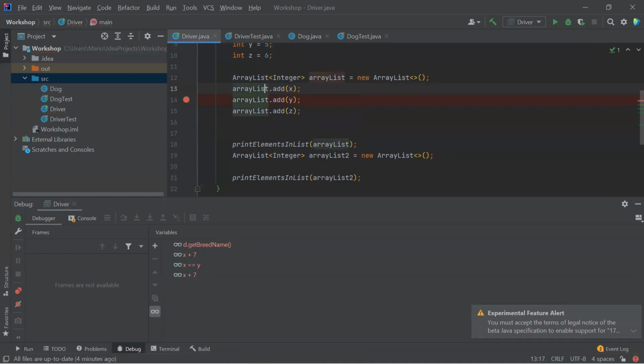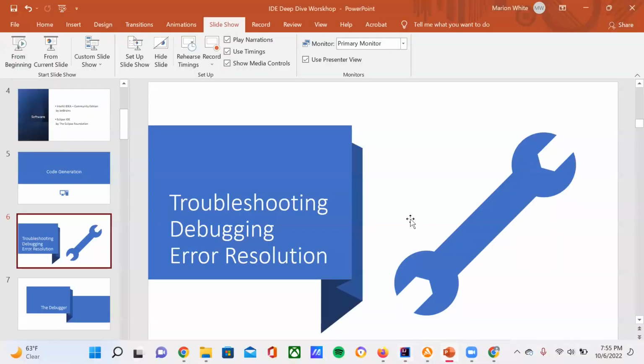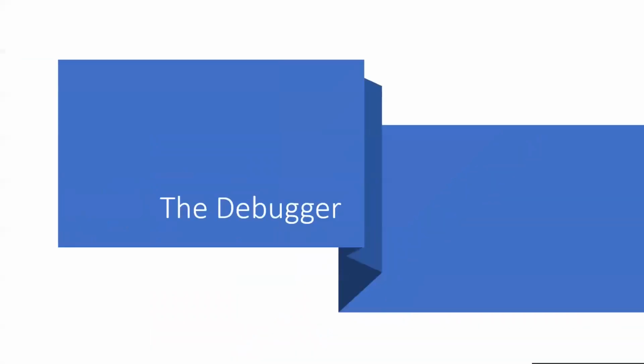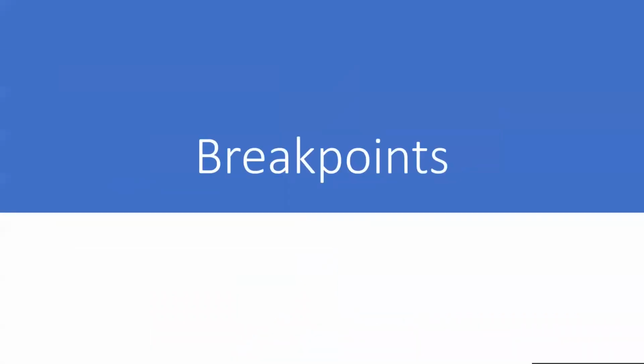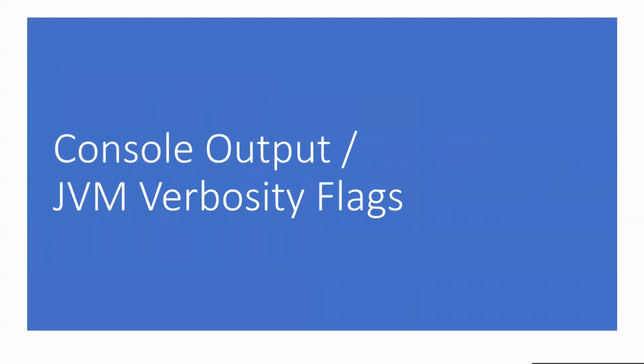Figure out why. Okay, so I don't know if it's next on the presentation, but I'm going to go into something next. The debugger, perfect, we went over that from current slide. Debugger, yep. Breakpoints, we talked about breakpoints. Watches, awesome. Expression evaluator, cool. Console output and JVM verbosity flags. We will actually save that for a little later because nobody really cares about JVM verbosity flags at this point in things.